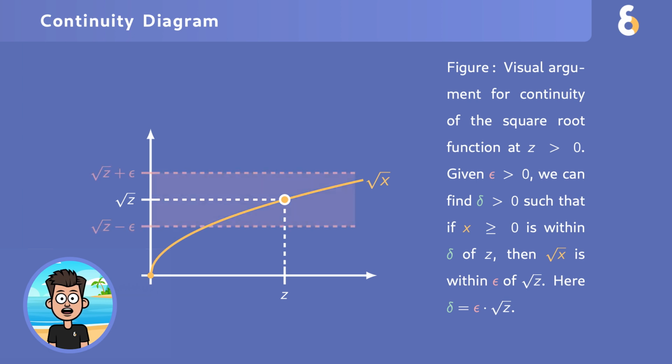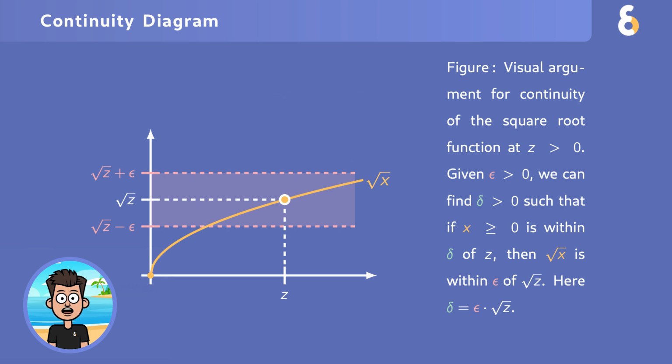We can visualize this by drawing this shaded region between the square root of z minus epsilon and the square root of z plus epsilon. What we need to do is show there is a positive delta such that if x is within delta of z, then square root of x is within epsilon of the square root of z.